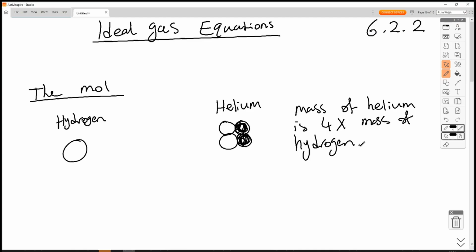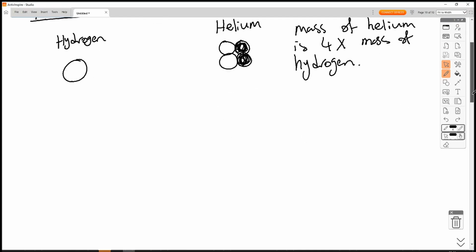So if I had a glass that was full of hydrogen atoms, and I had a glass that was full of helium atoms, in this situation, I can't use the mass to say how many hydrogens there are or how many heliums there are. Because helium is 4 times as massive as hydrogen, if they have the same mass, there will actually be fewer helium atoms in that hypothetical glass. So we start to use something called the mole. That helps make it easy for us.